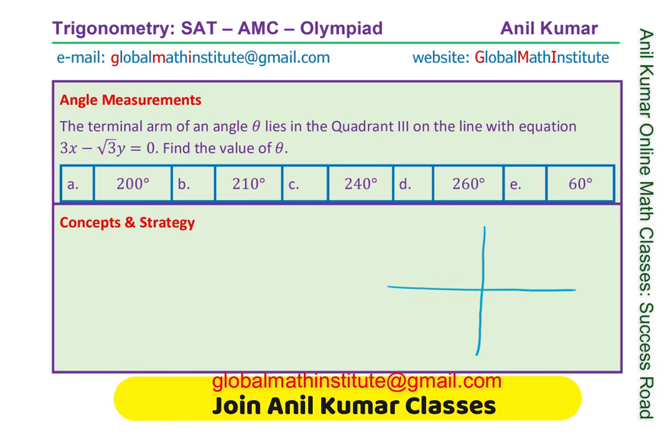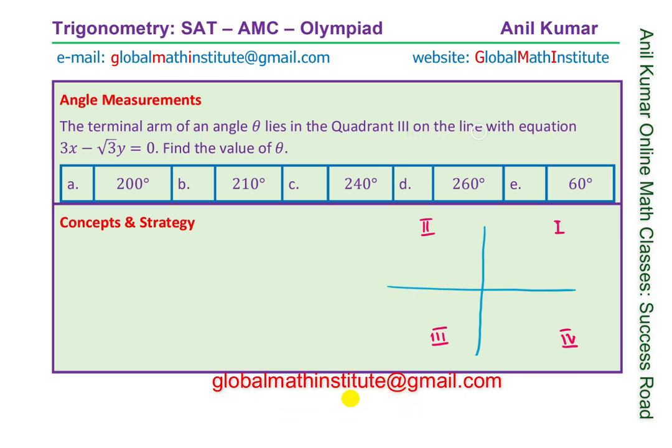So here is your coordinate plane. Quadrant 1, right? This is quadrant 2. This is quadrant 3 and that is quadrant 4, correct? So the terminal arm lies in quadrant 3 on the line with the equation 3x minus square root 3y equals 0. So that's a direct variation of something, right? It goes through the 0, and therefore the line could be drawn something like this, right? You get the idea. We are saying that the point lies in quadrant 3, means somewhere here the point lies, but it is on the line.